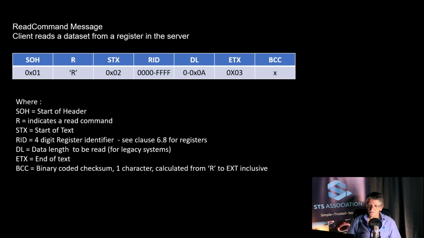The read command message is another one which reads a client data set from the register in the server. It has an SOH or start of header, and R, which means it's a read command, the STX, the register ID. Register ID is a number from 0 to FFFF or 0 to 65535. That's how many registers can be supported theoretically. You have the data length from 0 to 10 or 0 to A in hex, end of text, and a binary coded checksum.